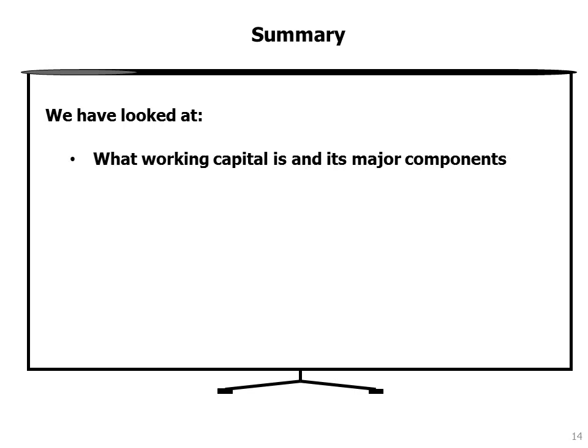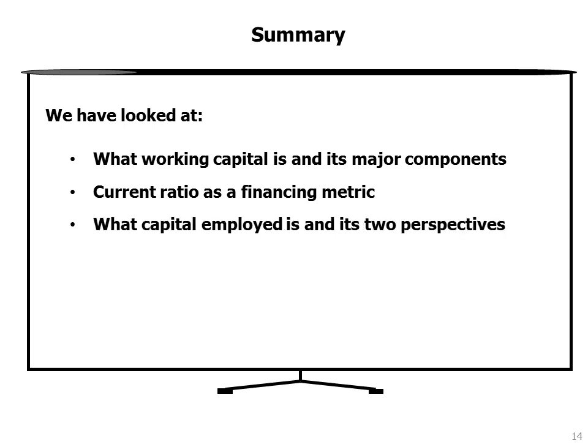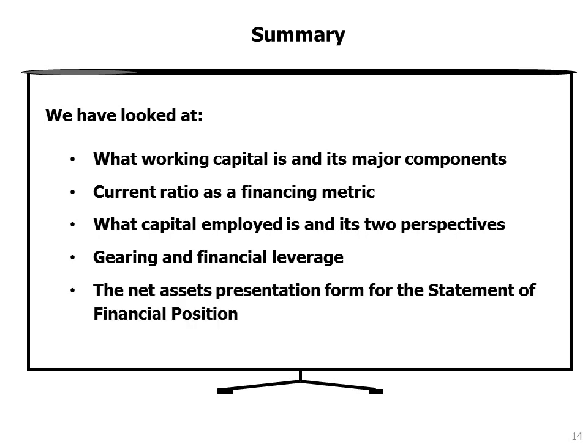In this lesson, we've looked at what working capital is and its major components, the use of the current ratio as a measure of the financing relationship between working capital and non-current assets, non-current liabilities and equity, and what capital employed is and its two perspectives, the operating perspective and the financing perspective. We've introduced the idea of gearing and financial leverage, in this instance looking at the relationship between debt and equity, and this is something we will revisit. And finally, the net asset presentation form for the statement of financial position.